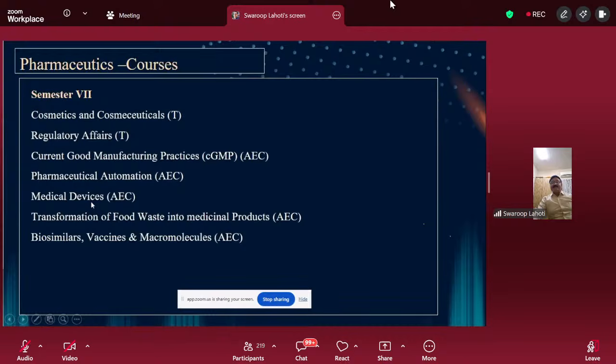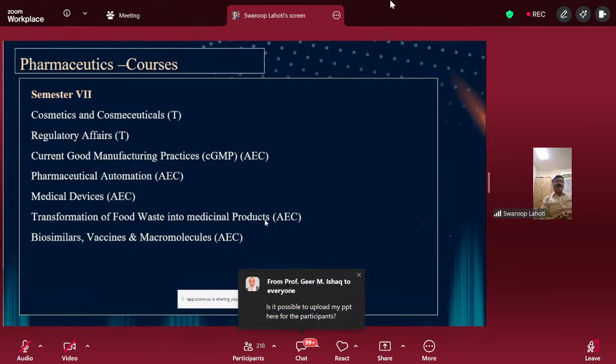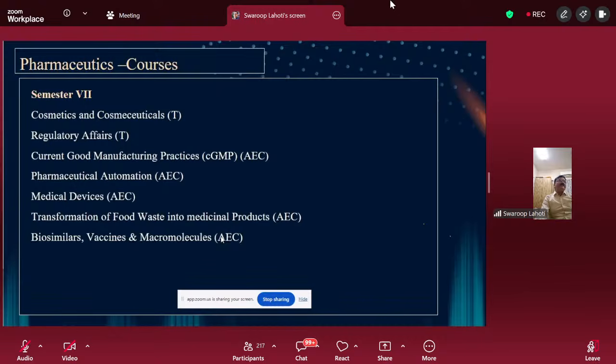Then medical devices. This is one of the areas nowadays, and new guidelines are also published for medical devices. So as an ability enhancement course, medical devices is included as a subject. Then transformation of food waste into medicinal products. Clear? This is also one of the new subjects included as an ability enhancement course. Then biosimilars, vaccines, and macromolecules are also included as part of the 7th semester as an elective. So a student can select automation, or can go for medical devices to make a career in the pharmaceutical industry.